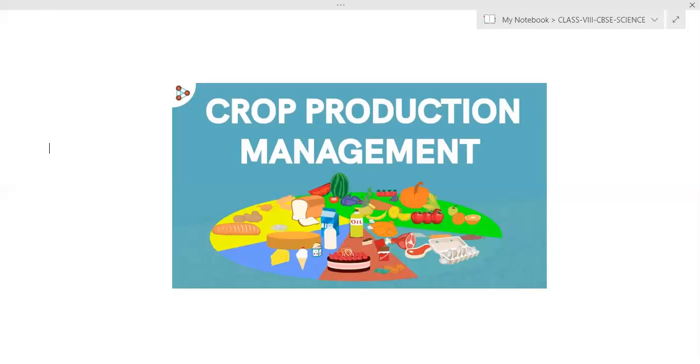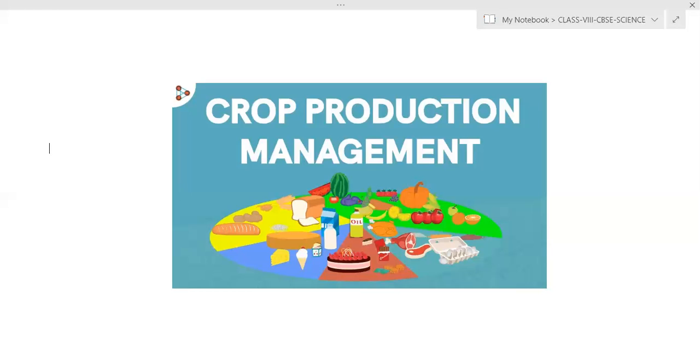Basic practices of crop production. Cultivation of crop is not just sowing of seeds and cutting the harvest. It involves a number of activities. Main agricultural activities carried out by a farmer to get a good crop are given below.